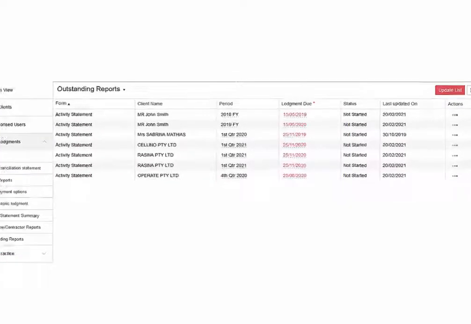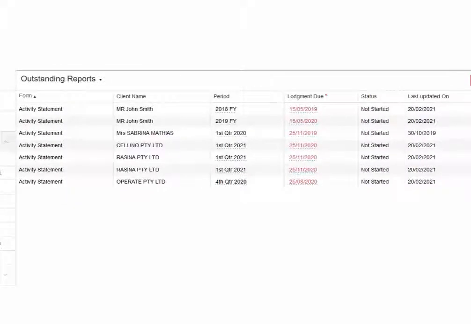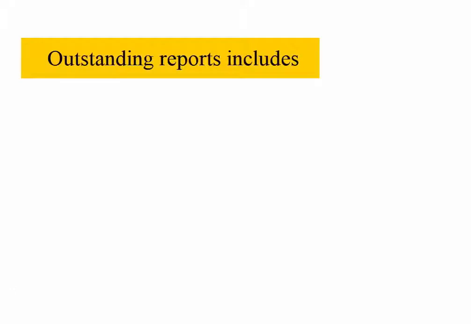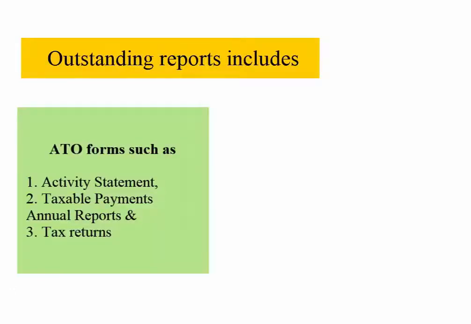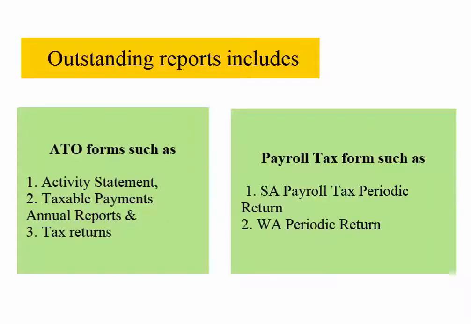Configure clients for outstanding reports. This is one of the most demanded features for tax practitioners, as it shows the list of what reports and lodgements have been issued by ATO for each client, but not yet lodged. These outstanding reports include: 1. ATO forms such as activity statement, taxable payments annual reports, and tax returns, and 2. Payroll tax forms such as SA payroll tax periodic return, WA periodic return.